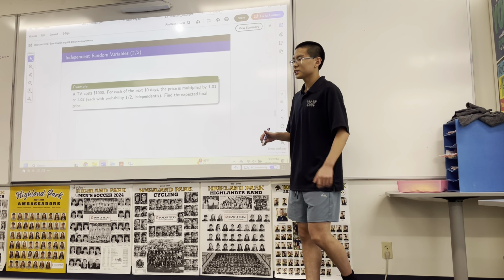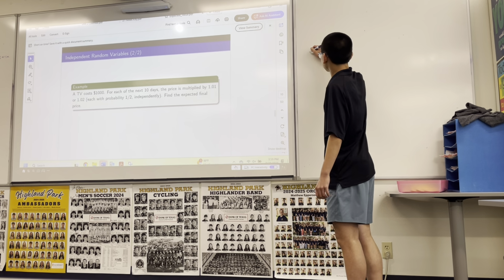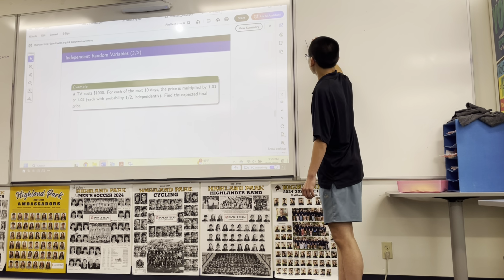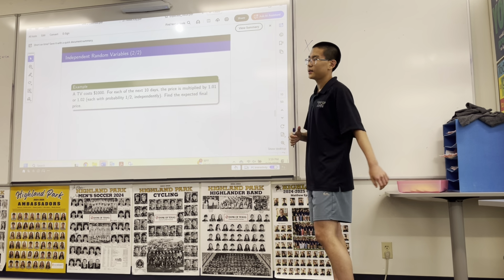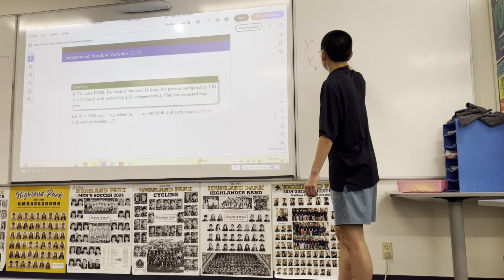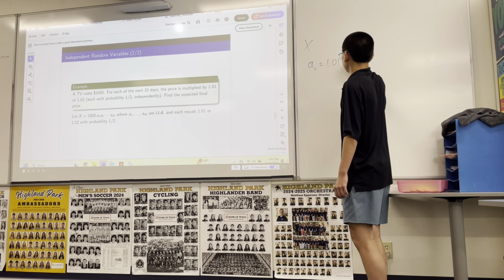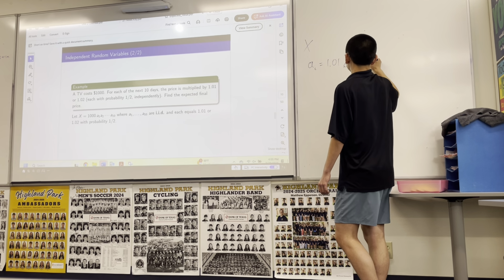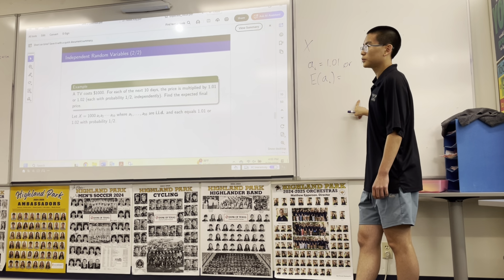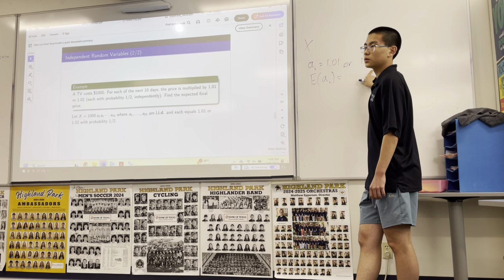Okay, let's just start by introducing some variables. Let the final price of the TV be x, and let's introduce 10 helper variables, A1, A2, and so on. Each Ai is equal to 1.01 or 1.02, each with probability 1/2. So what's the expected value of Ai? Both of them are equally likely.